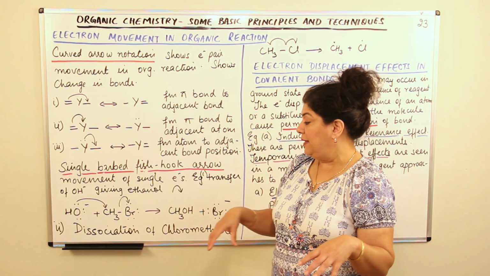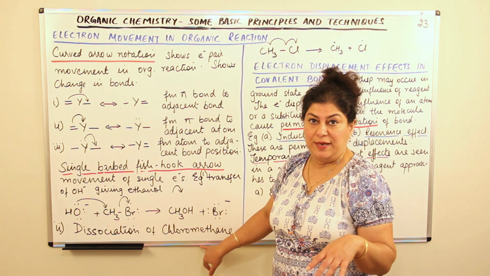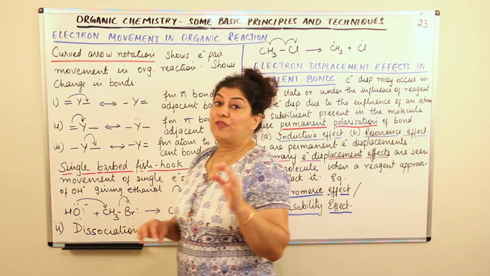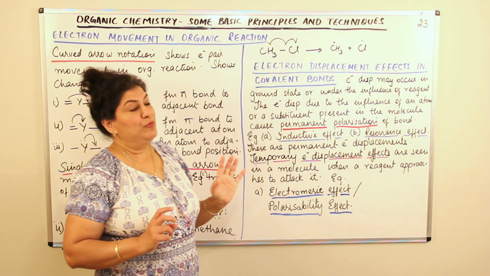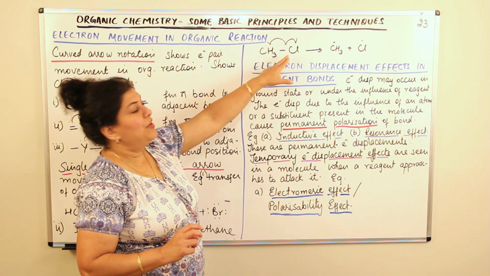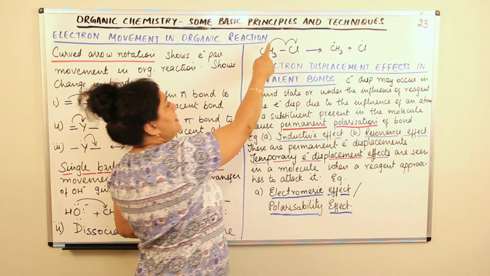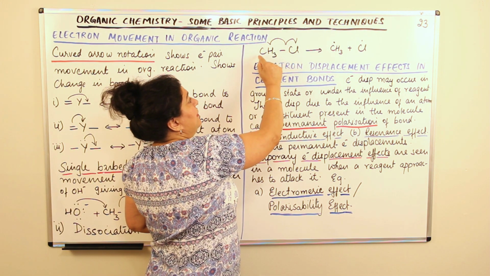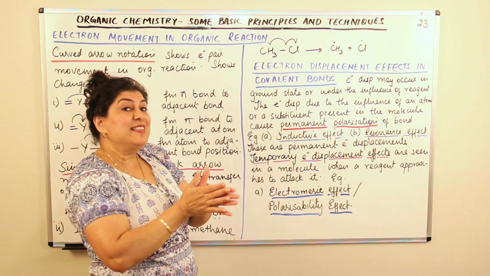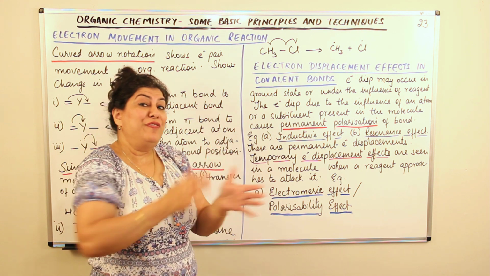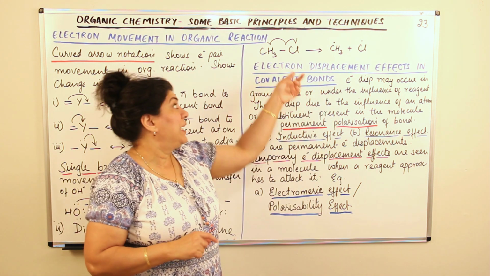The other example here is the dissociation of chloromethane. In the case of the dissociation of chloromethane, we notice that 2 free radicals are formed. Chloromethane is CH3Cl. So this is the methyl and the chlorine. The bond between carbon and chlorine breaks. And what kind of fission would result in this? What kind of fission is this?